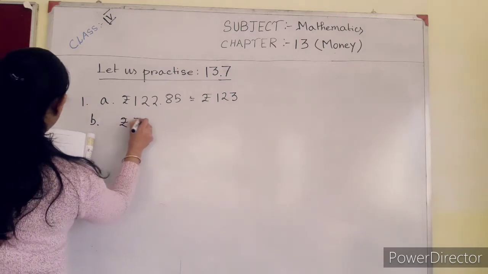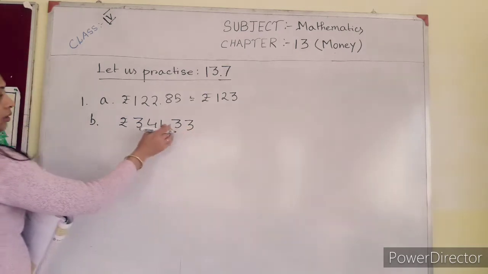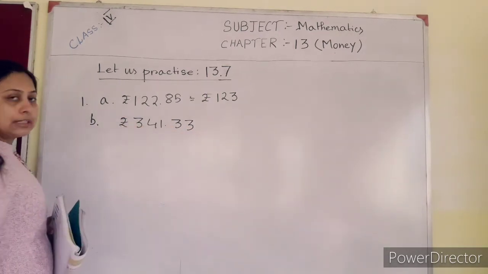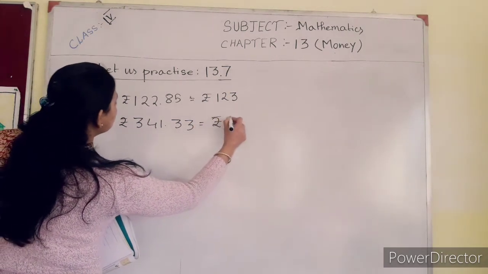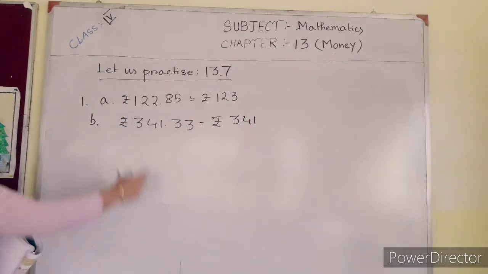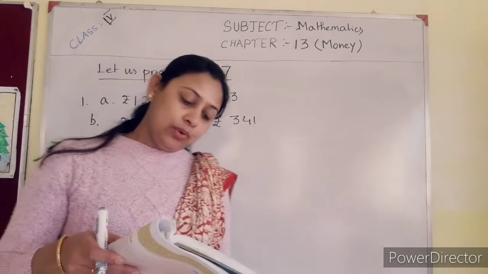Rupees 341.33. 3 is smaller than 5, or you can say it is less than 50. So your answer is rupees 341. Nothing is added with the rupees 341. Okay. Number C and D you will solve yourself.